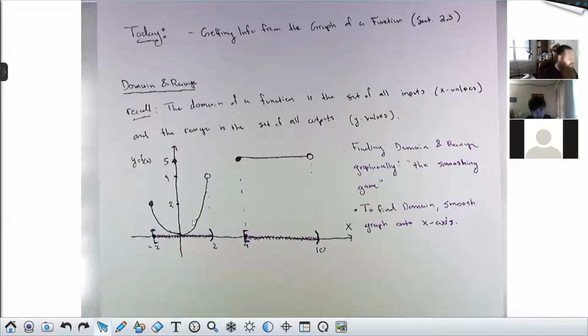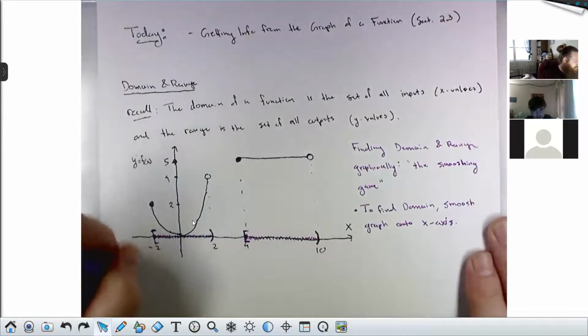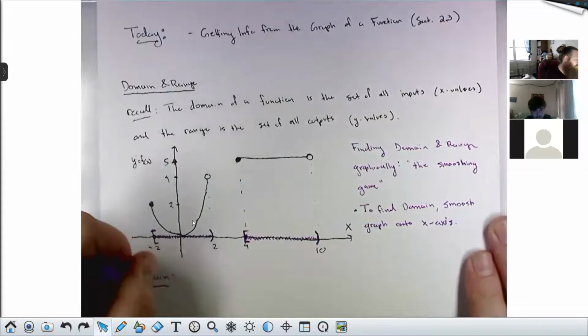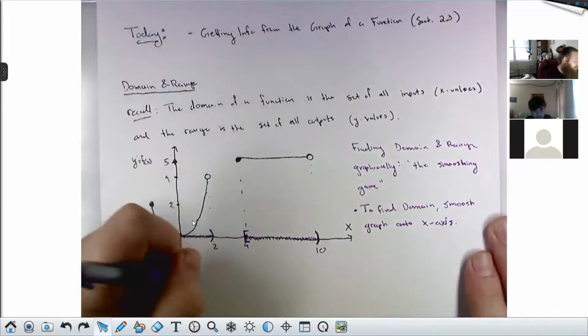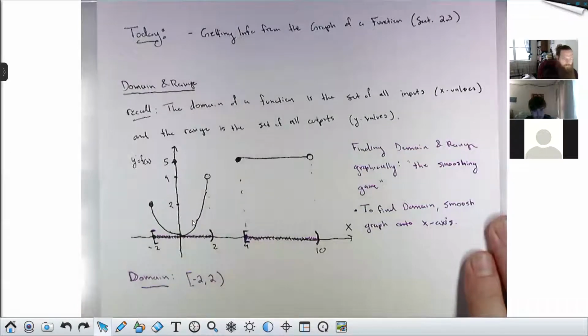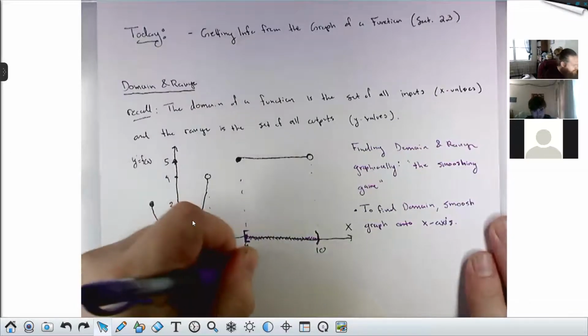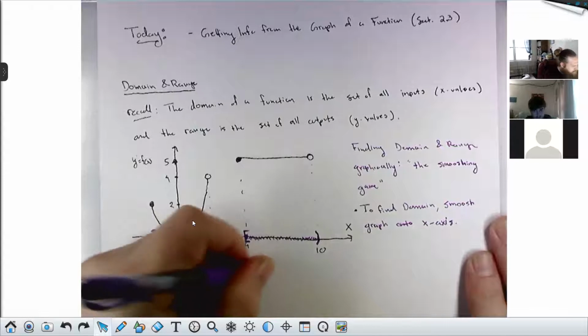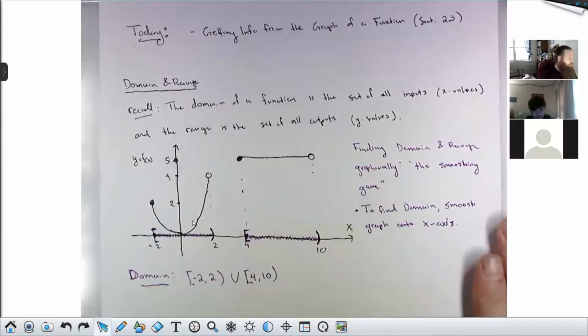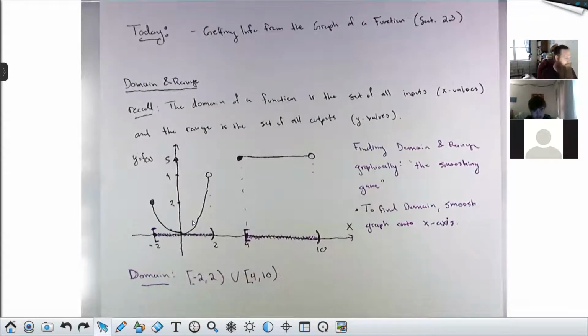So if I want to write that out, the domain here is the left closed, right open interval from -2 to 2, union with the left closed, right open interval from 4 to 10. Questions about where this domain is coming from or how we found it?